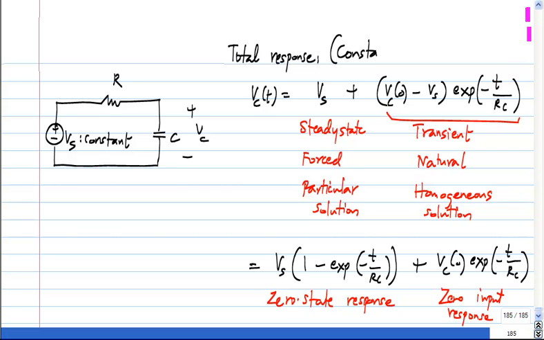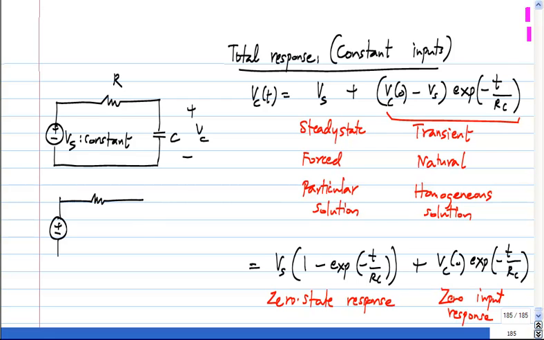This, of course, all applies with constant inputs. I mean, if you have some Vs of t, you can't substitute Vs of t into this formula. Now this can be a model for something like this, where you can say Vs changes from some value, let's say 0 volts to 5 volts. So essentially there is a step change in Vs that also falls in this category.